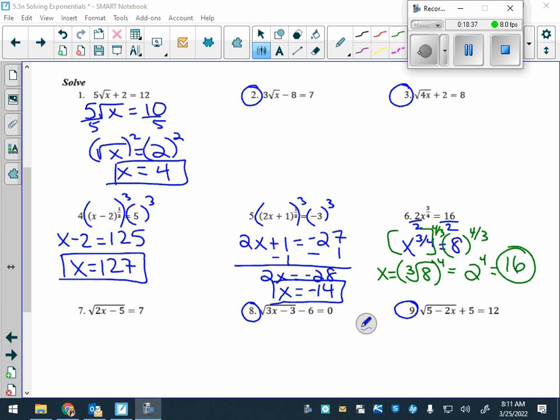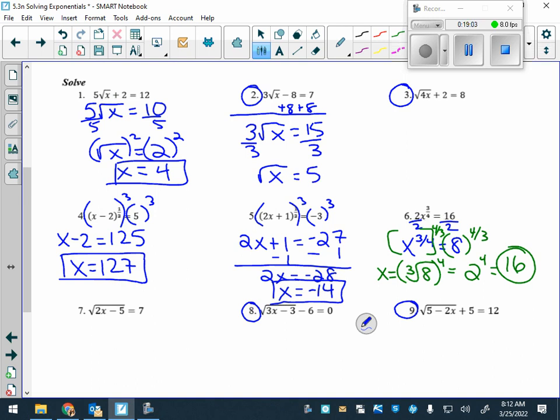All right. So for number 2, you have to add 8 to the other side. You have 3 times the square root of x equals 15. Then what do you have to do? Divide both sides by 3. So then you have the square root of x equals 5. Now what? Tyler? Square both sides, so we end up with x equals 25 for number 2. X equals 25, that's correct.